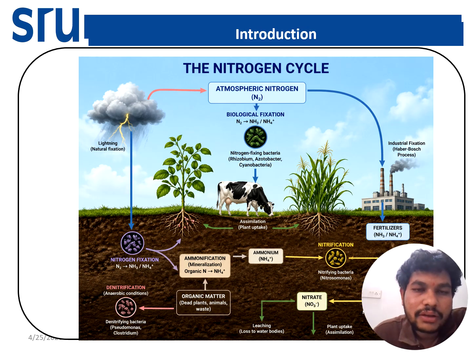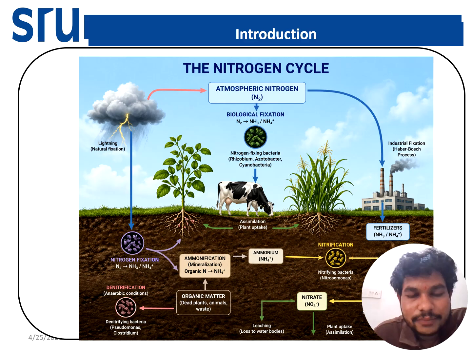Another way is lightning, that is a natural fixation. Through this also nitrogen will get into the soil. The most important is biological nitrogen fixation. Through biological nitrogen fixation, plants will fix the nitrogen in the nodules.